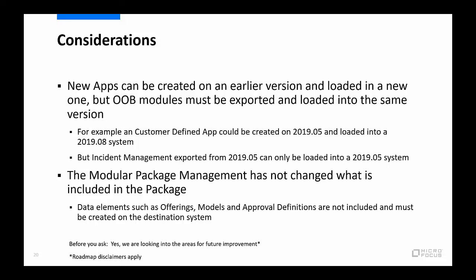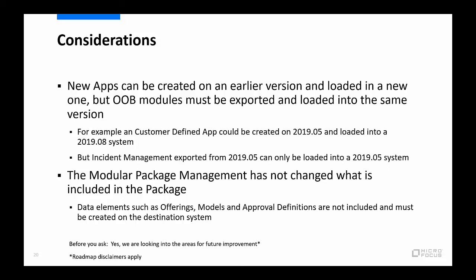with modular package management. So if you create a new app like Redusa did for travel, that can be created on an earlier version. So for example, the travel app that Redusa created on 2019-05 will be forward compatible. If she posts that on the marketplace, and then after our August release comes out, you download it, you will be able to load that into an August system, or even a later system than that. So it's forward compatible. However, changes to out-of-box modules must stay within the same version. So if you're making changes to incident management and you export from a May release system, you can only load that into another May release system.